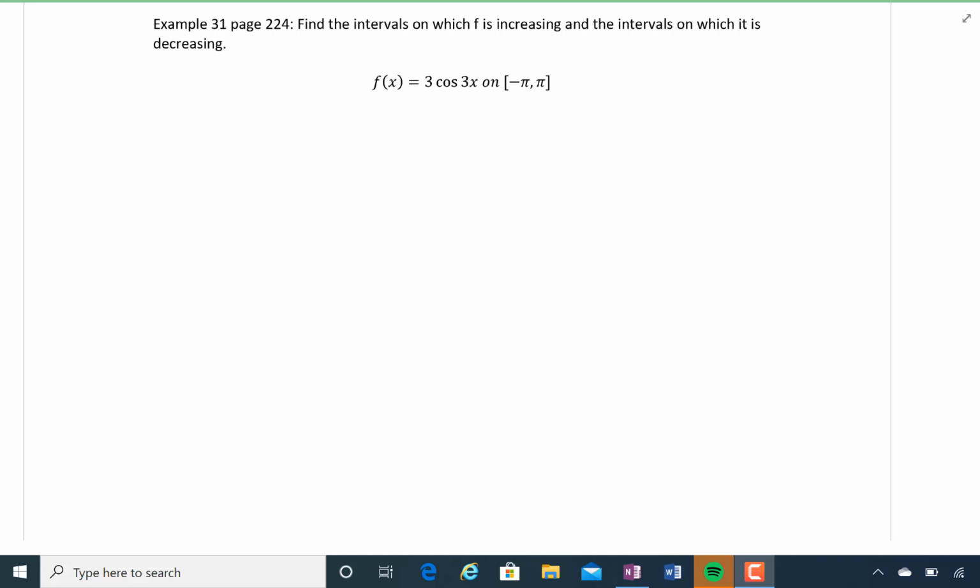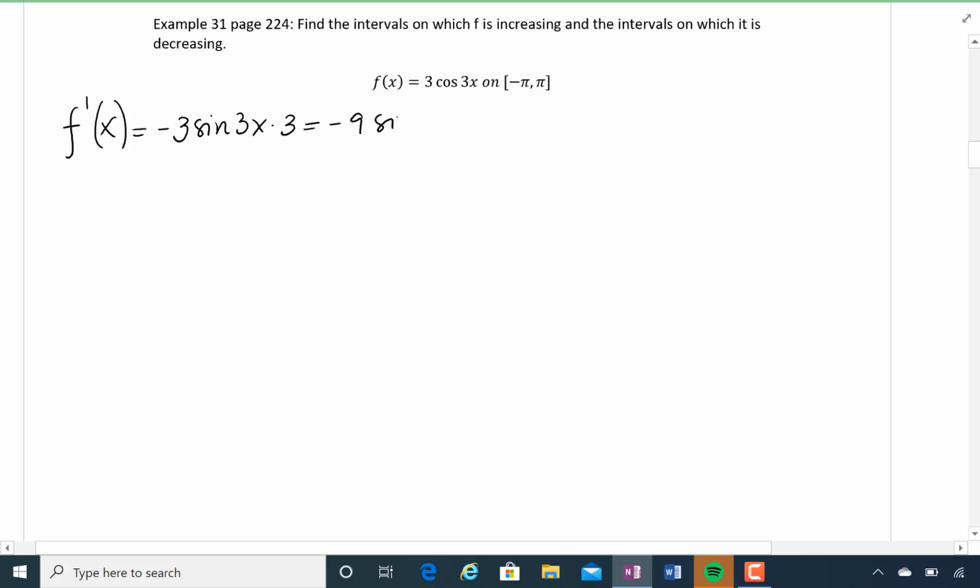Let's discuss another problem. Find the intervals on which f is increasing and the intervals on which f is decreasing. Again, we want to calculate the derivative. So f prime of x equals negative 3 sine of 3x times 3. So basically it's negative 9 sine of 3x. What we have here is a trigonometric equation. So negative 9 sine of 3x equals 0 means sine of 3x equals 0.